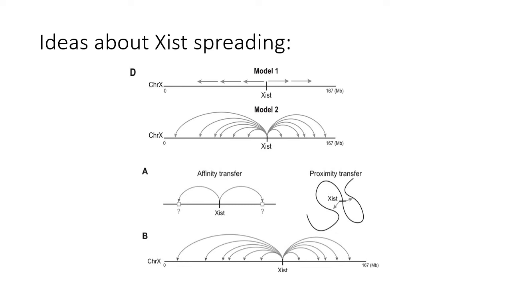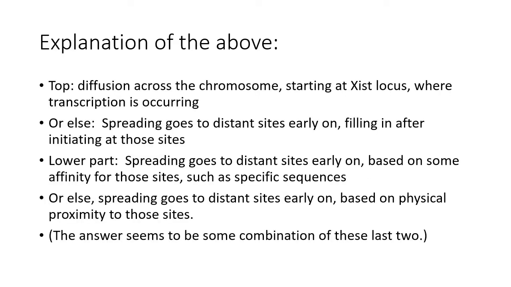Model 1, which is very simplistic, says that it starts at its own genetic locus, the Xist locus, and then just spreads linearly across the entire X chromosome. Okay, Model 2 has a lot more to do with reality, where it's made at its own DNA locus, but it's able to somehow leap to different parts of the chromosome pretty much simultaneously. And that seems to be what was actually happening. So we don't just diffuse across the chromosome. We go to distant sites early and fill in after that. So we're going to be basing this on physical proximity to those sites, it seems.